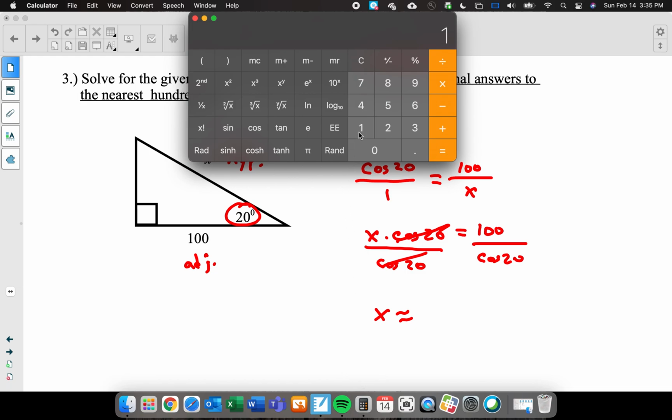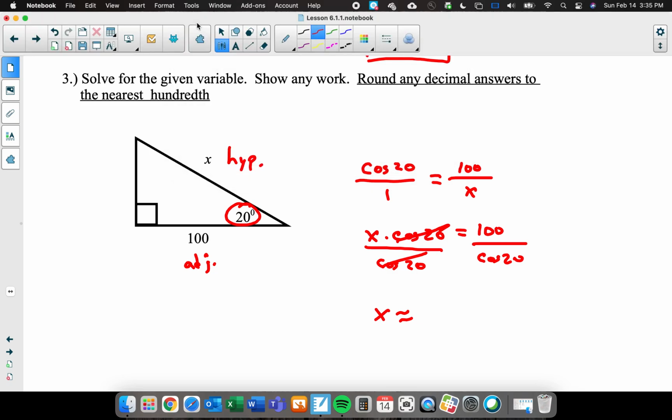100 divided by the cosine of 20 equals, there it is, 106.42, because we're going to the 100th place, and therefore that 7 tells me I need to round up. So 106.42 is your approximate answer on that one. And there we are.